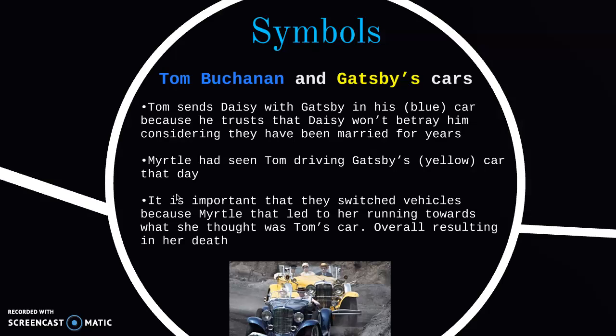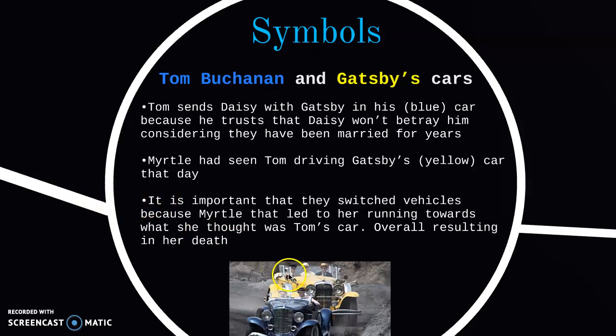So the cars are symbolic. Tom sends Daisy with Gatsby in his blue car because he trusts that Daisy won't betray him, considering they've been married for years. And Myrtle saw Tom driving Gatsby's yellow car. It's important that they switched vehicles because that led to Myrtle running toward what she thought to be Tom's car, and overall it resulted in her death. A symbol stands for something else.